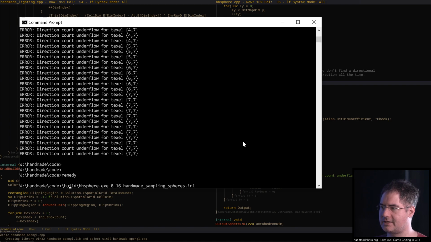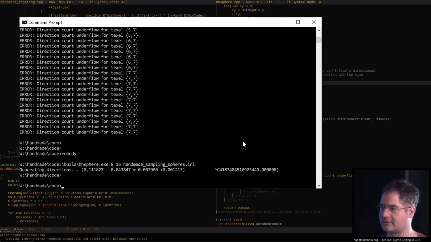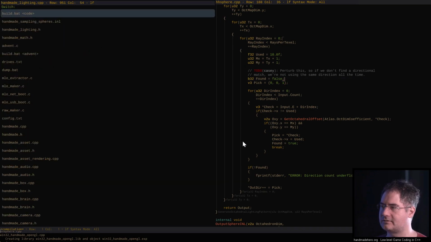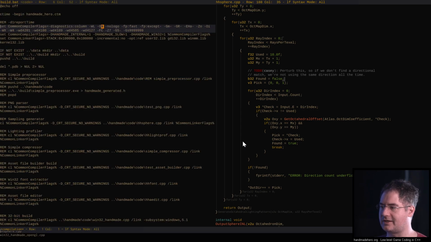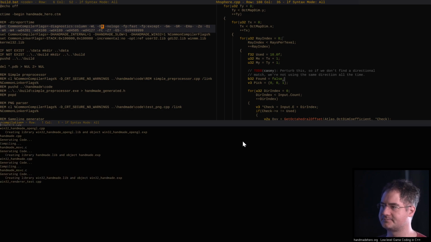So let's try remaking our sampling spheres again. You know what? This is going to run really slowly because we're running it in debug. Although I did want to go get some snacks. So there is that. I wonder if we should run it in debug mode so it's slow and then I run and get snacks.